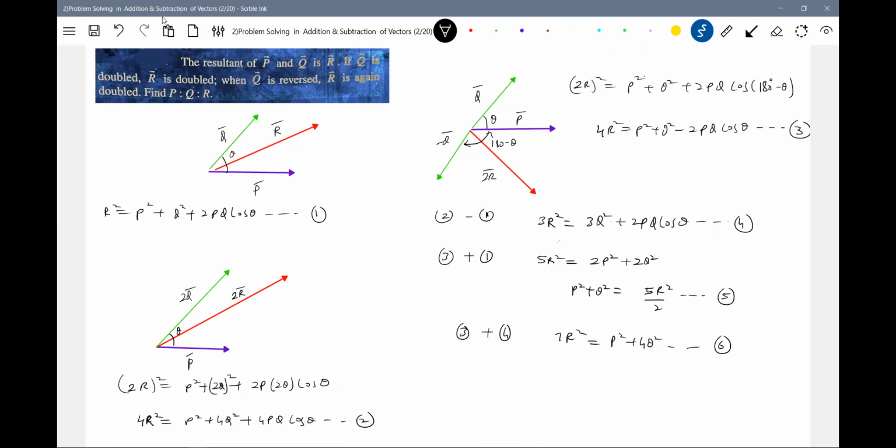Okay, I think now we have equation 5 and 6. So using 5 and 6, we can get all the remaining things. I'll substitute the value of P square here. So 7R square equal P square will be 5R square by 2 minus Q square plus 4Q square. If I send it on this side, 14 minus 5 will be 19, R square by 2 is equal to 3Q square.